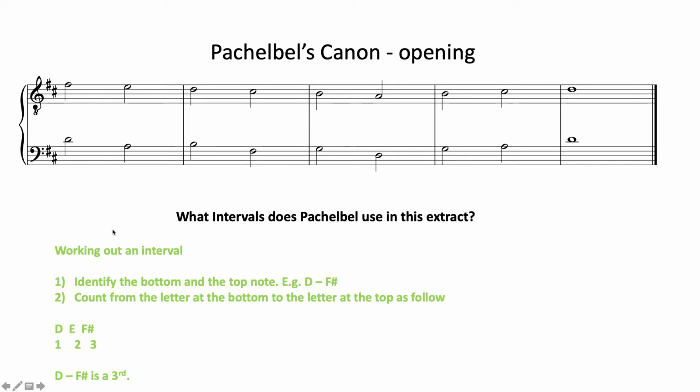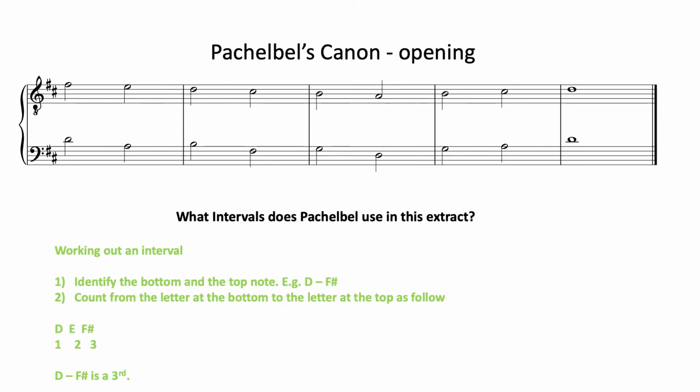And then you can count from the letter at the bottom to the letter at the top. So in this case, we would count D, E, F, F sharp, and we could basically count that as 1, 2, 3. So D to F sharp is a third. Now that's all we need to know for now. We don't need to know what kind of third it is, whether it's a major third or a minor third, or less commonly an augmented third or a diminished third. What we do know, though, is that it is a kind of third, and that's all we need for now.